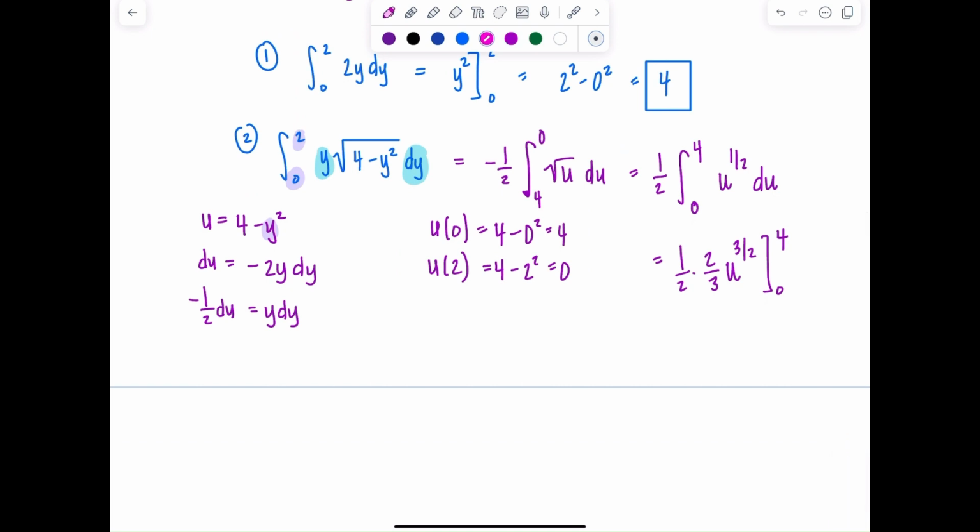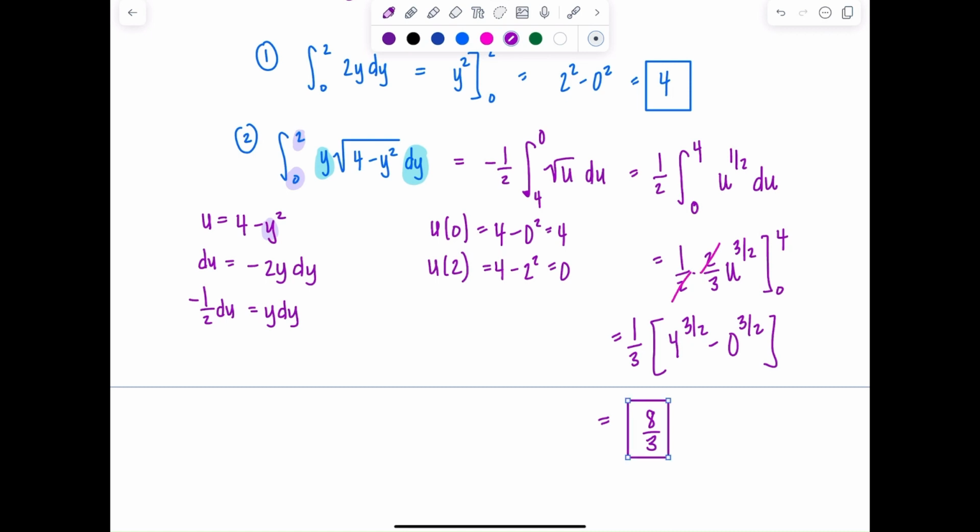Okay, cancel, cancel. And then this is going to be 1/3. Leave the 1/3 out. 4 to the 3/2 minus 0 to the 3/2. 4 to the 3/2, don't you dare grab your calculator. This is going to be the square root of 4, which is 2. Then you raise it to the 3rd power, that's 8. So 1/3 times 8 is 8/3. That's the result from integral number 2.